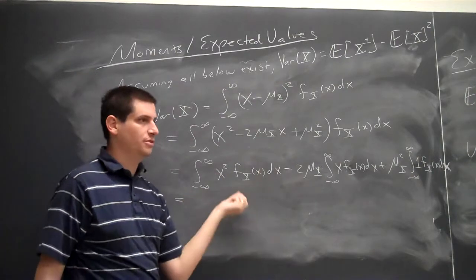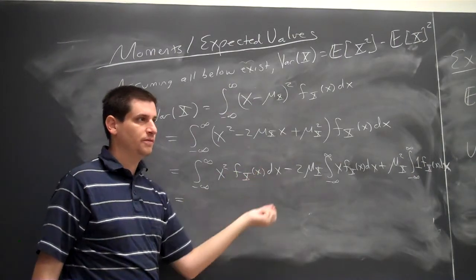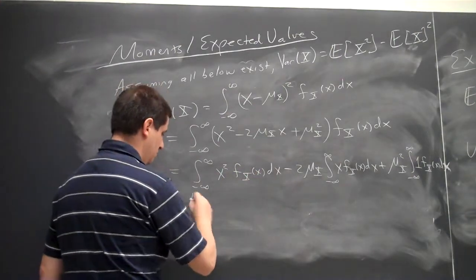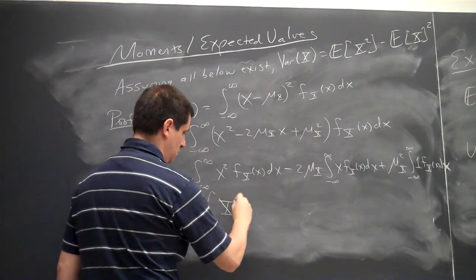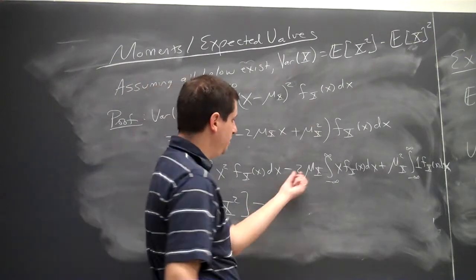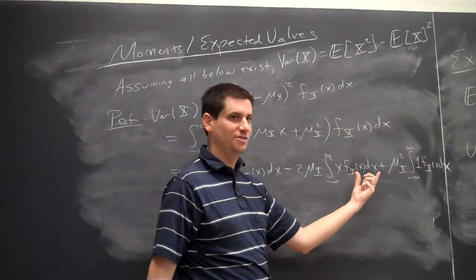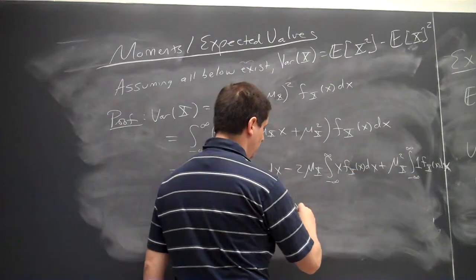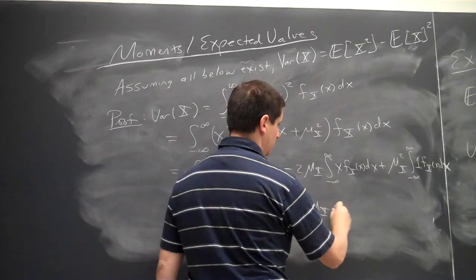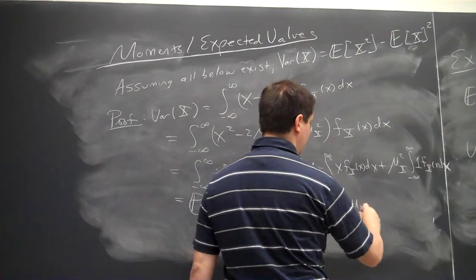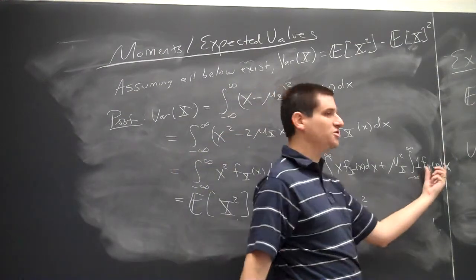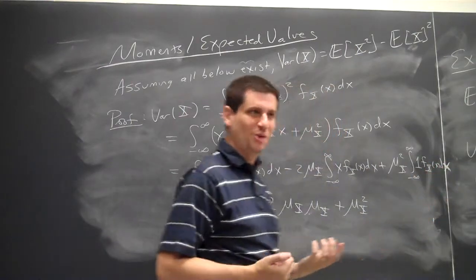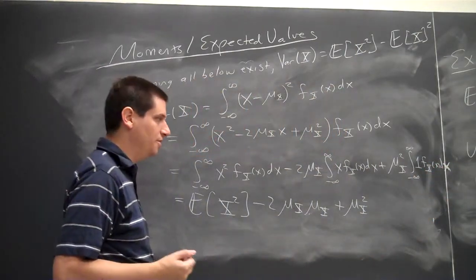What's the name for this integral? E of x squared. Now, minus 2, what's this integral? Mu of x, minus 2 mu of x times mu of x, plus mu of x squared, and then this was the easiest integral I could give you. Right? Integrating a probability density function is just 1.